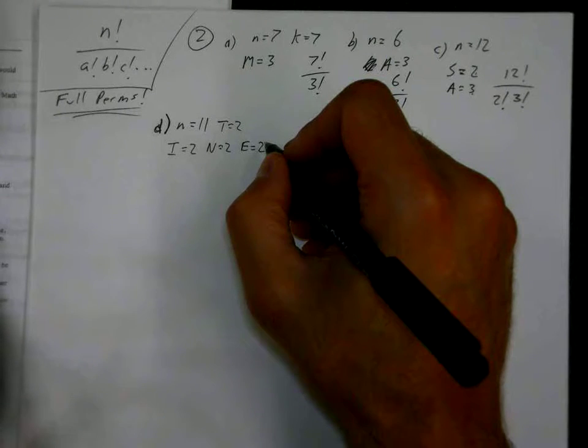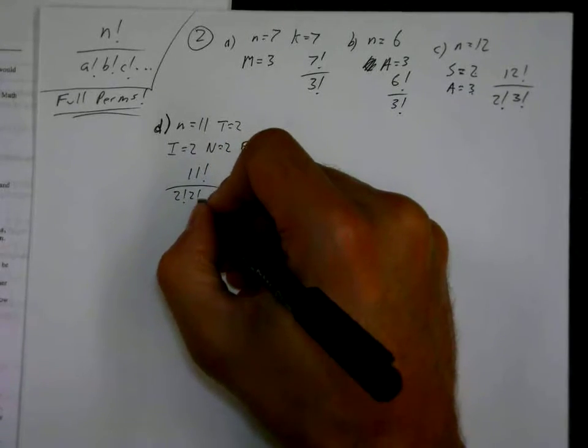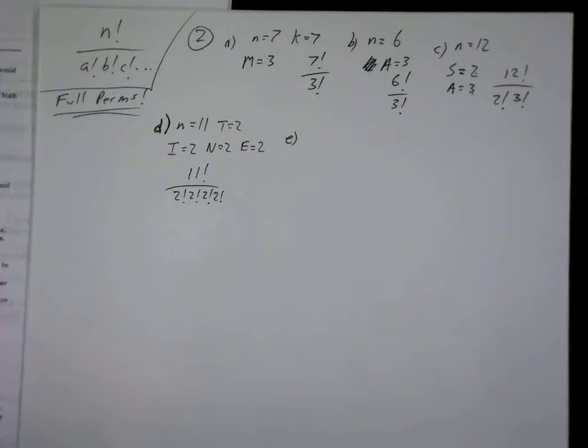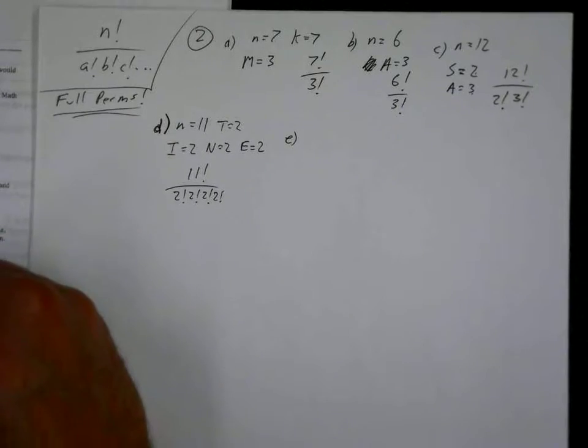S is nope. N I've already got. G is just 1. Okay, so we'll do 11 factorial over 2 factorial, 2 factorial, 2 factorial, 2 factorial. And I am just hoping that I'm counting these things right, because I've got a feeling when I look back on this, I will have made some mistakes.